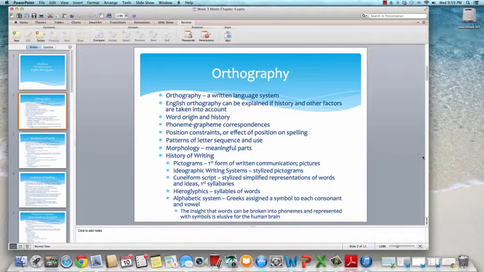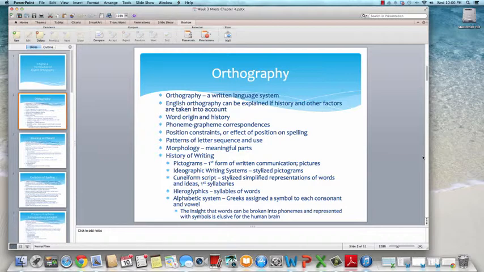English orthography can be explained if history and other factors are taken into account. There's a conception out there that English spelling makes no sense whatsoever, because you have all of these various different spellings for the long vowel E's or the short vowels. And there's a reason that the spellings differ. You have to consider historical factors. You have to consider positions of the phonemes in the words. You have to consider the meaning of the words behind it. So we're going to discuss all of that in this chapter.